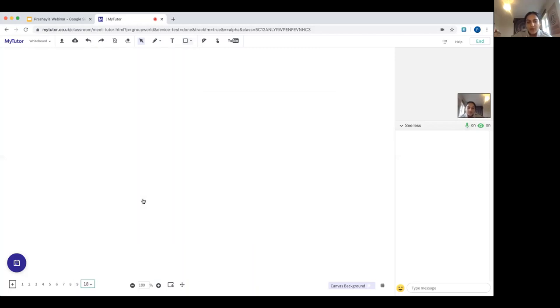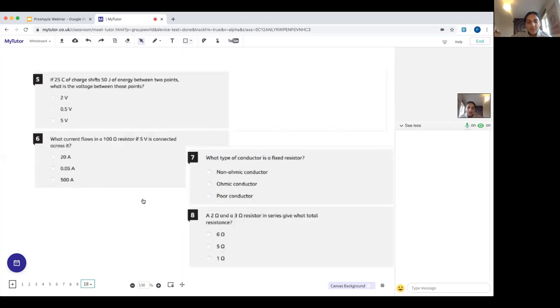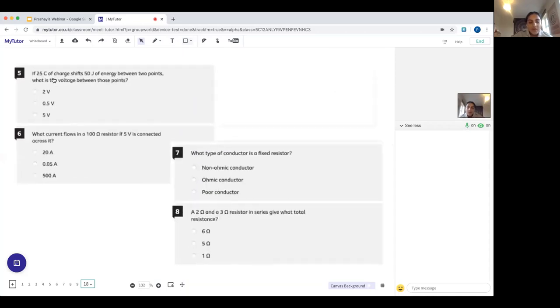Okay, and then moving on to our next quickfire question. Can we answer 5 and 6 first? So 5 is, if 25 coulombs of charge shifts 50 joules of energy between 2 points, what is the voltage between those points? And what current flows in a 100 ohm resistor if 5 volts is connected across it? This really relies on you remembering the equations that we've talked about before.